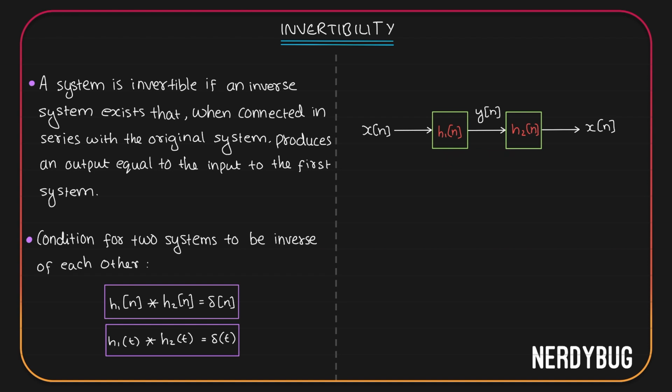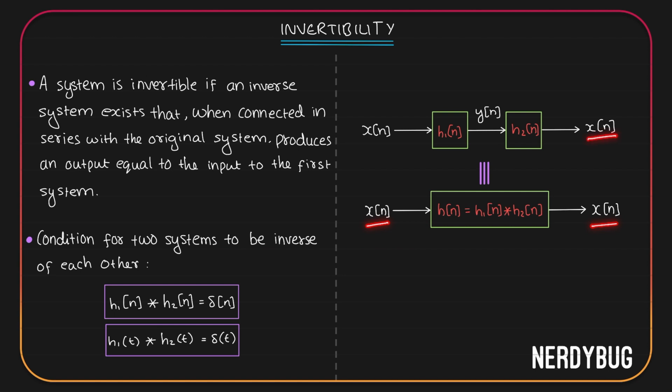If we apply the associative property over here, we can say that these two will be equivalent to giving the same input into a system whose impulse response is the convolution of the individual impulse responses of these two systems. So the same input should give us the same output that this one gave. So we will get x of n here also. Technically, since this system took x of n as an input and gave x of n as an output, this is what we call an identity system.